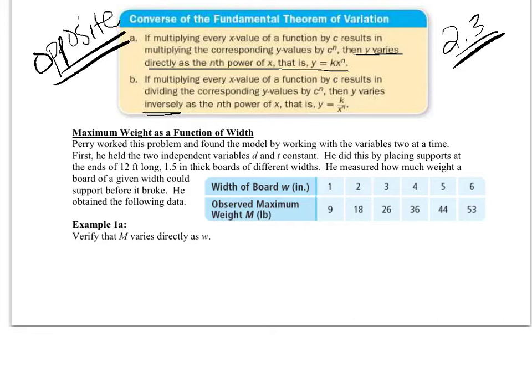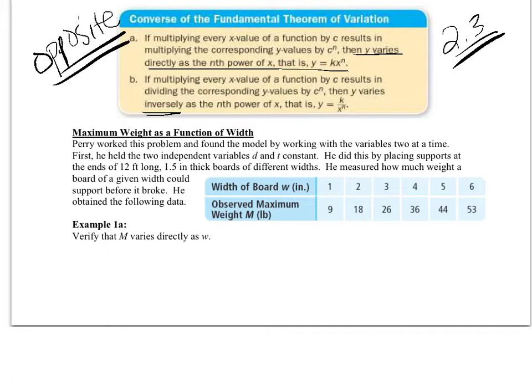So the maximum weight as a function of width. Now we're going to vary the width of that board and see how much maximum weight that board can hold. But we're going to hold that thickness and that distance the same. We're not going to change those. We're just going to vary the width. So Perry worked this problem and found a model by working with the variables two at a time. First, he held the two independent variables d and t constant. So I said we're going to hold the depth and the thickness constant. We're not going to change those.